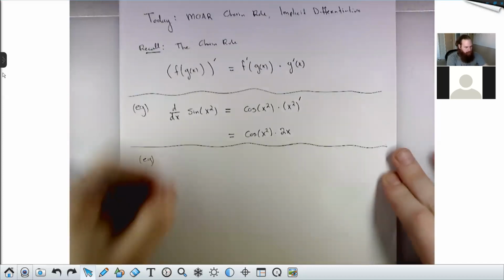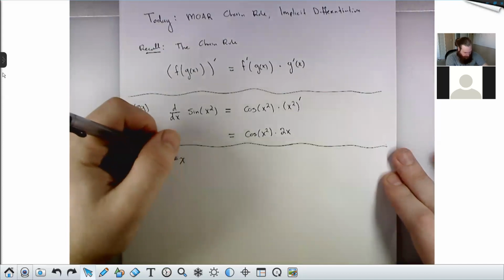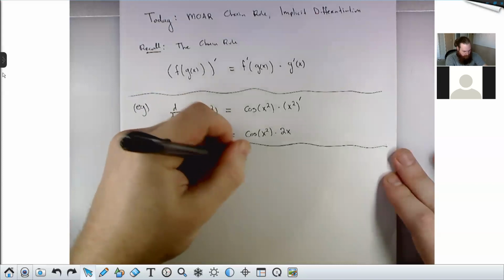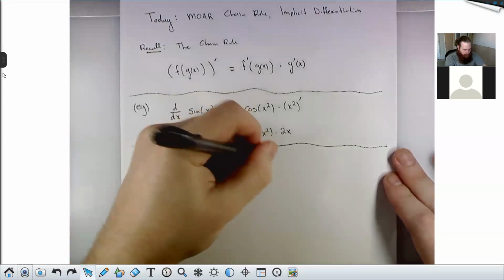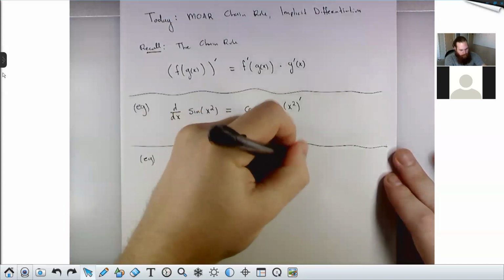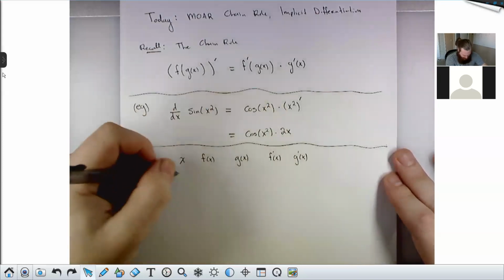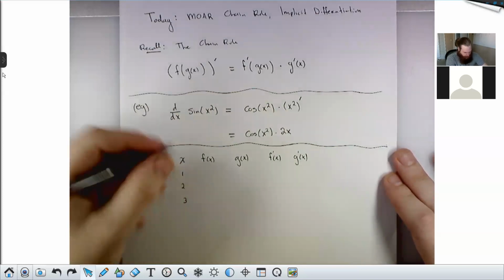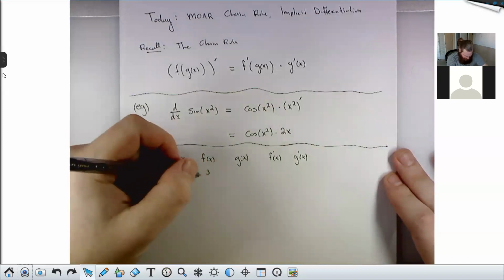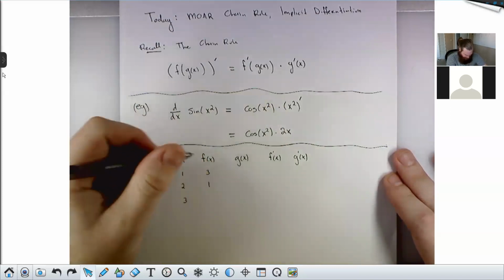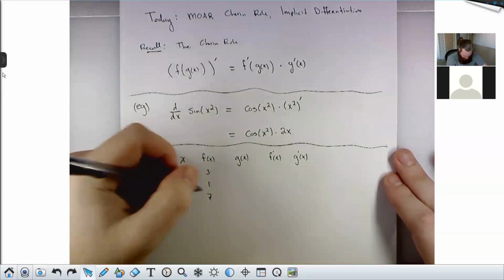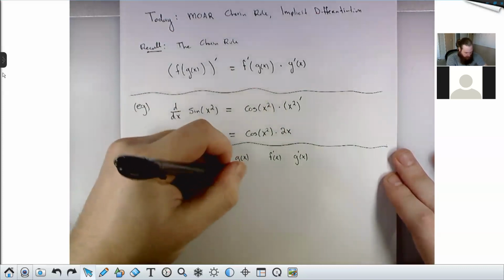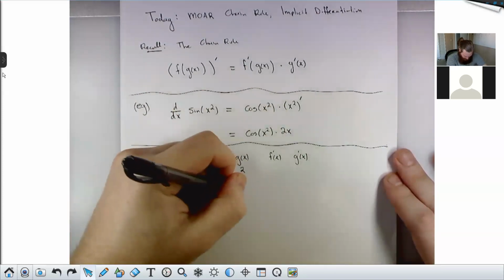So I'm given here a table of values. The column on the left are x values. Then the next column is f of x. The next column is g of x. And then I'm given f primed at some values and g primed at some values. So x's here run from 1, 2 to 3. I'm told that f of 1 is 3, f of 2 is 1, and f of 3 is 7. g of 1 is 2, g of 2 is 8, and g of 3 is also 2.